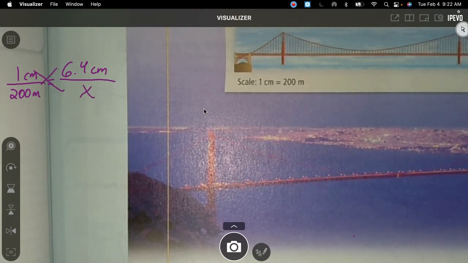And you cross multiply. So you get 1x, and 200 times 6.4 is 1,280. That's meters. So the length of it is really 1,280 meters. Do you see how to set that up? Use your scale, put your other bit of information with your variable, and then just cross multiply. This one we didn't have to divide. So you'll have 2 of those. We're good? That's all your papers for the rest of the week.